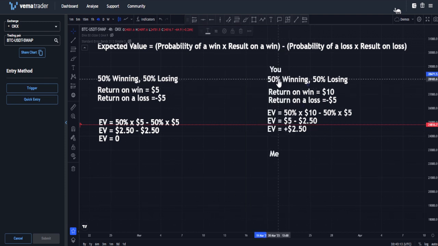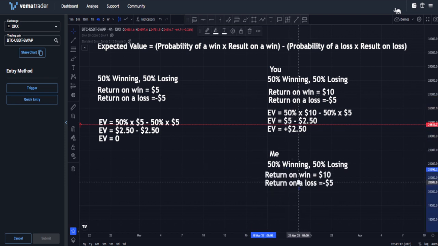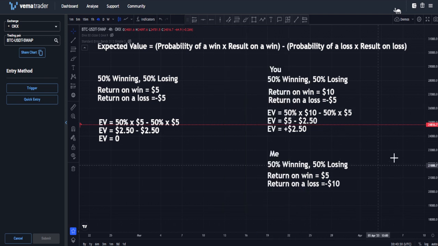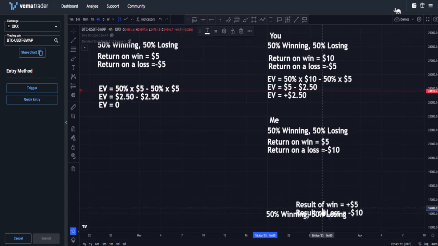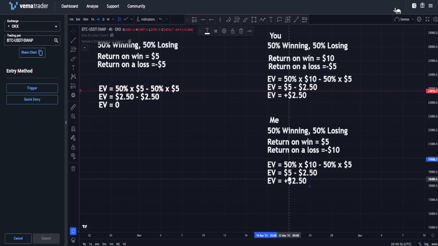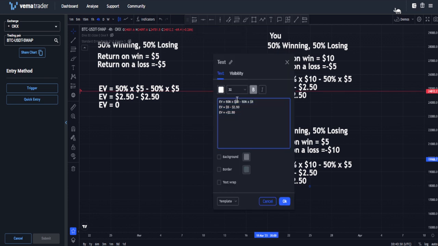So again, I still have that 50% chance of winning. That has not changed. What has changed is my return on the win and return on a loss. So now, if I win, I agree that you only have to pay me $5. But if I lose, I'm giving you $10. So that has changed that. And then, let's just delete these because they're going to get in the way, I think. That's going to change my expected value. So things are now reversed.